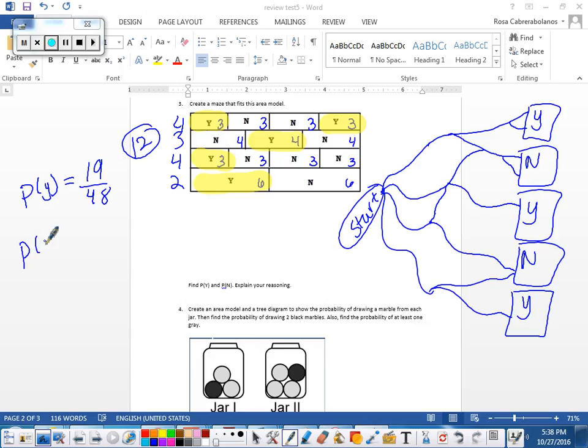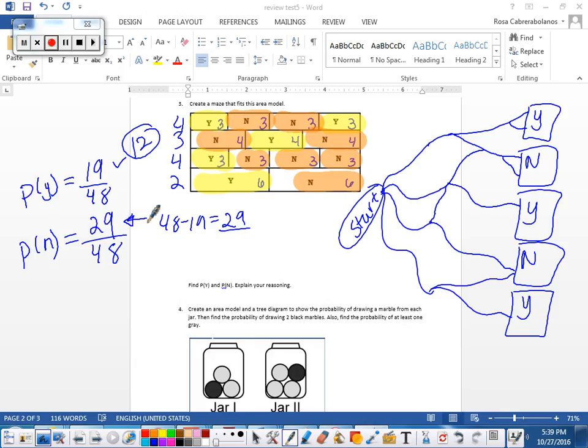Now I gotta find the probability of no. Still out of 48. So I'm gonna go ahead and add all the no's. 3 plus 3 plus 4 plus 4 plus 3 plus 3 plus 3 plus 6. All of that is 29. Now you could have also done it the short way. If there were 19 over here, 48 minus 19 gives you 29. So I could have done it that way to get this answer, right? Or count. They're both pretty simple.